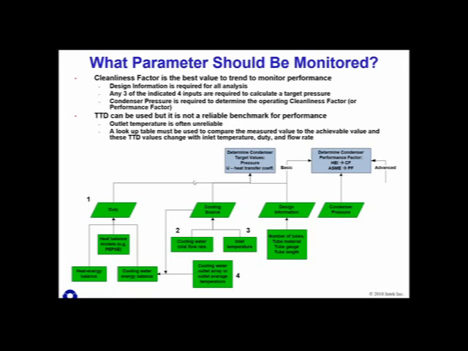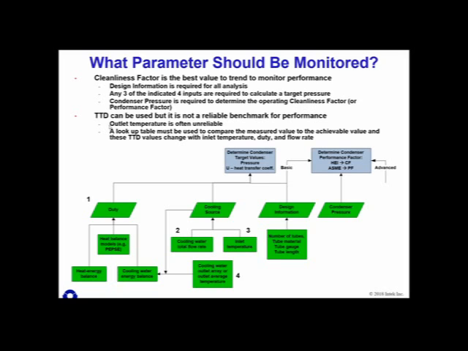So cleanliness factors. In my opinion, cleanliness factor is the best value to trend to monitor performance. There's issues with it. We'll talk about those in a couple of slides. But you need 3 of the 4 of these inputs to calculate cleanliness factor. I don't like calling it cleanliness factor. You'll hear me refer to it as a performance factor throughout the talk because this factor doesn't necessarily deal with how clean the tubes are. So that's the reason I don't like to use the word cleanliness factor.